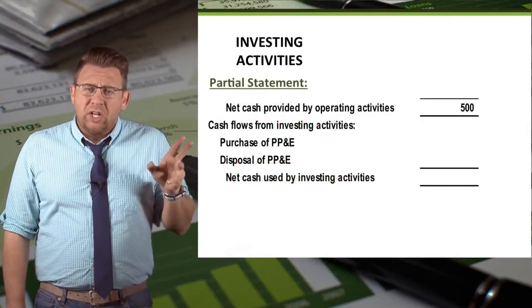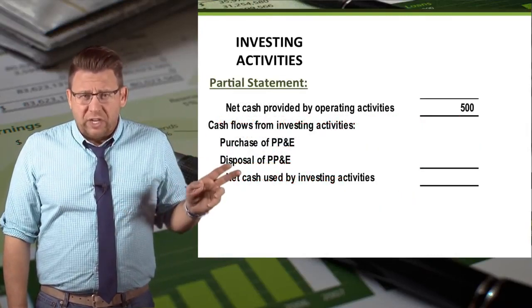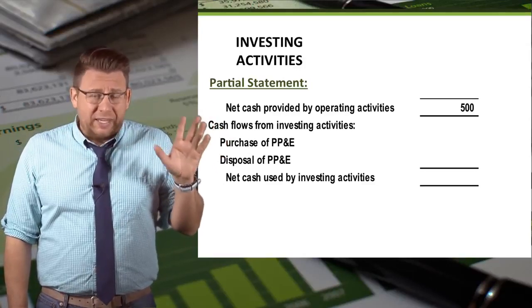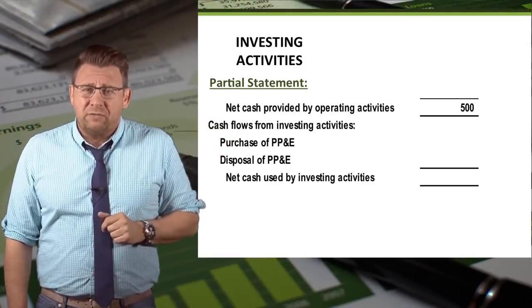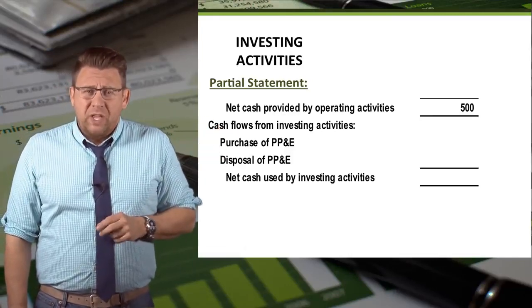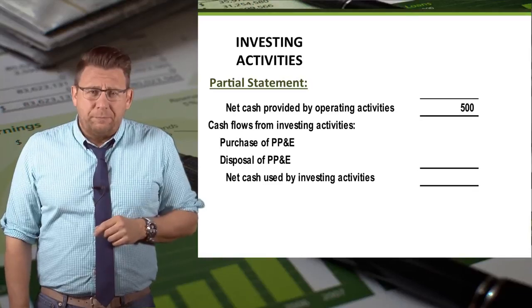So a partial statement of cash flows is shown here. The investing activities section is shown directly after the operating activities section, and I've identified a couple of items that will go into this section. Now let's look back at the additional data.